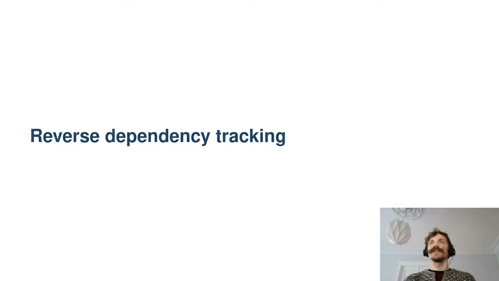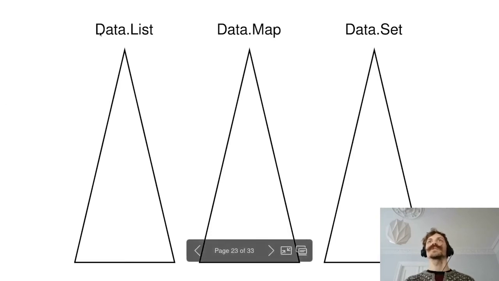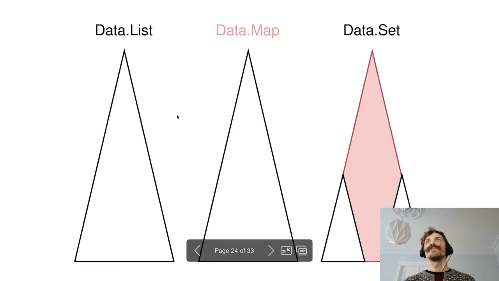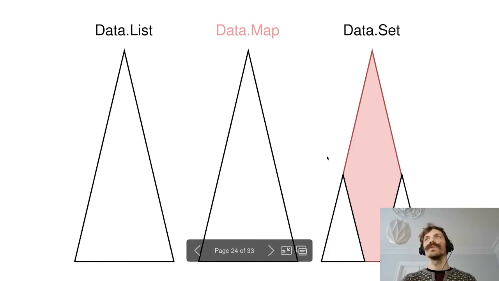Another important caching strategy for tooling is reverse dependency tracking, and I'll show an example here. So let's say we're working in a project with 3 independent modules: data list, map, and set. And now we make a change to the data map module and fetch something from another module, data set, for instance, to get the type of a definition there. This will trigger dependency validation of all the dependencies in data set, even though that module hasn't changed.